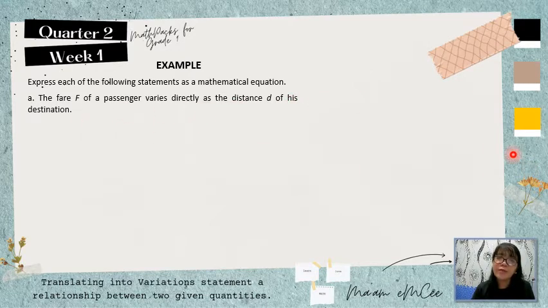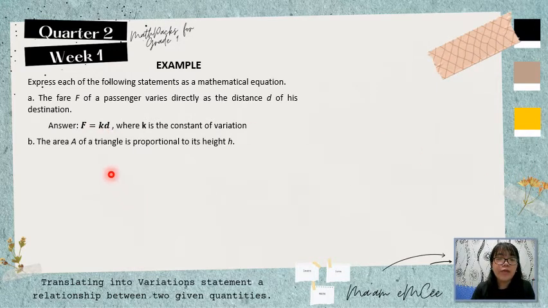So how do we put this one into mathematical equation? So we say F is equal to KD, where K is the constant of variation. So we put the first variable on the left side of our equation, and then on the right side of the equation, we put our constant of variation, which is always K, and together with the K is the second variable, which is D. So we say F is equal to KD, or F varies directly as D.